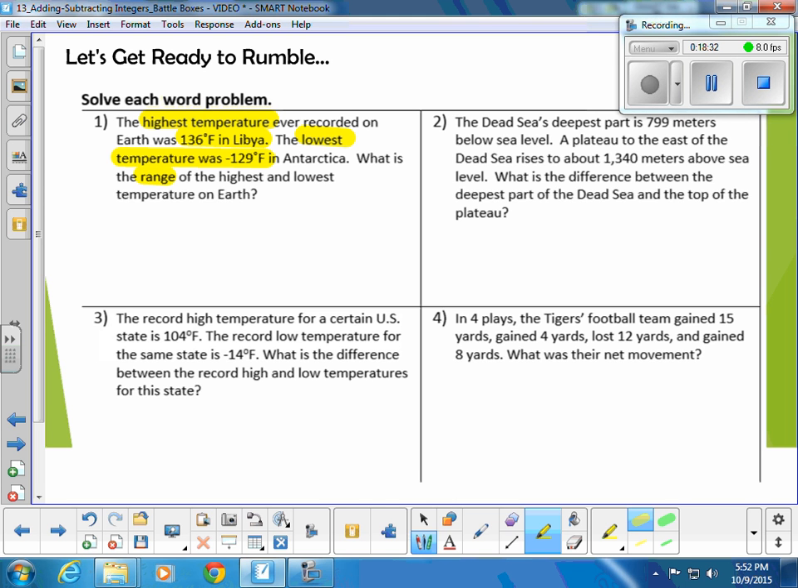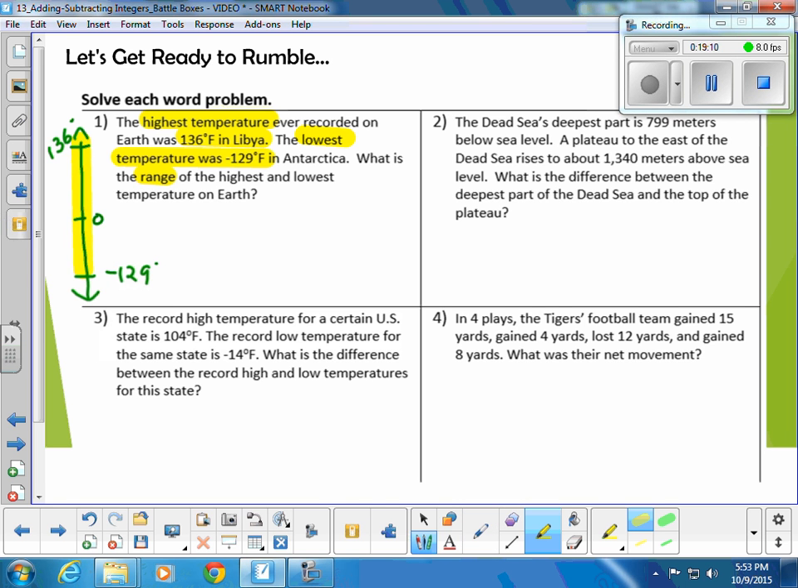They want to know the range. Well, we know that when we find the range, it's highest minus lowest. However, with these questions, I want you to think of a temperature gauge or thermometer. You've got 0 in the middle. We've got 136 degrees way up here at the top, and then you've got negative 129 degrees all the way here at the bottom. So when they're talking about the range, they're talking from the highest to the lowest. So they're talking about all the way down.